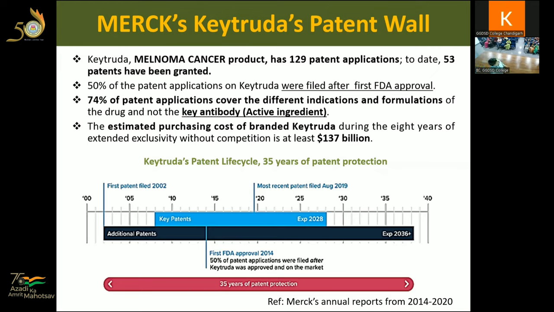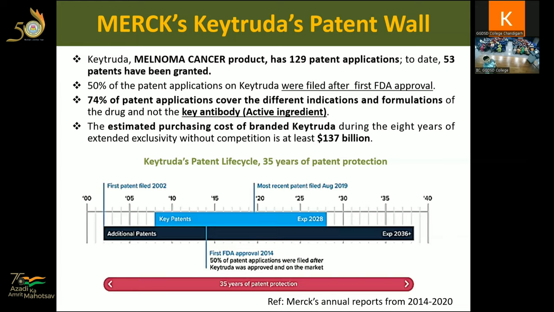50% of the patent applications with respect to this product were filed after the first FDA approval. The first FDA approval was in the year 2002. Then 75% of the patent applications cover the different indications and formulations. So all these have been protected.